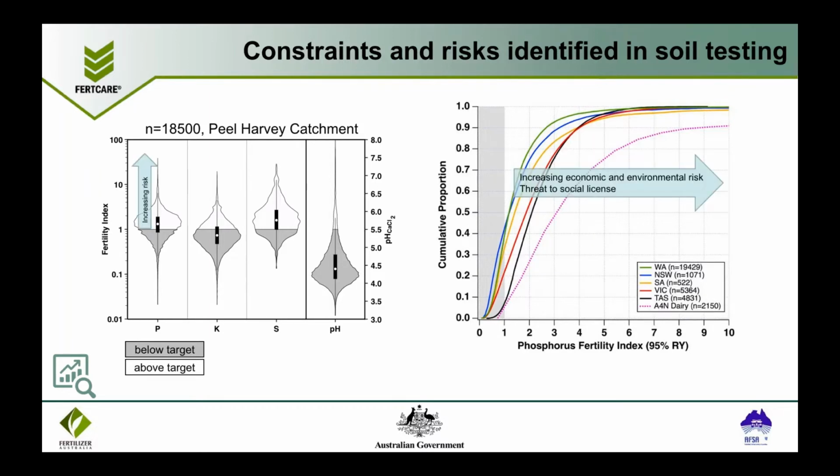So, we can see that, as we move into these areas where we have more phosphorus in the soil than we require, we're increasing economic risks to growers, particularly if we're recommending nutrients when perhaps they don't need it. We're increasing environmental risk by way of water quality and other issues associated with water quality and the loss of nutrients. And we're also increasing threats to social license.